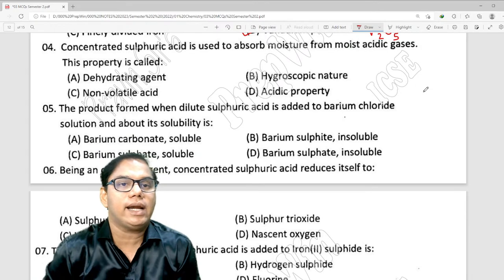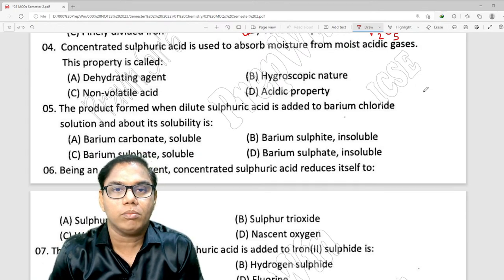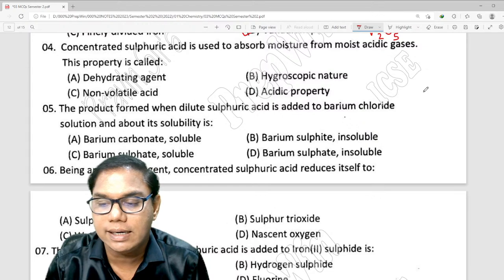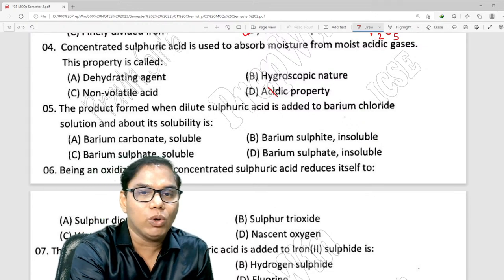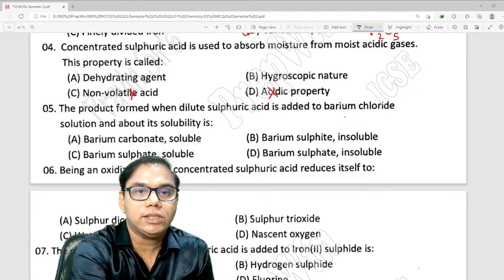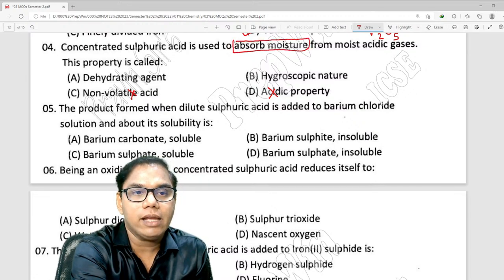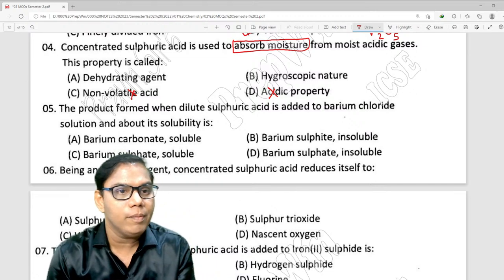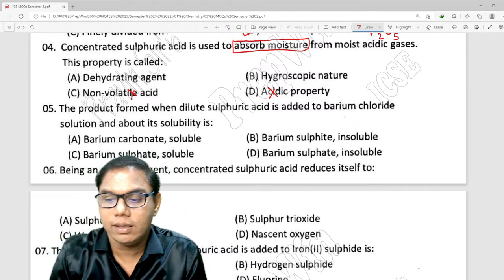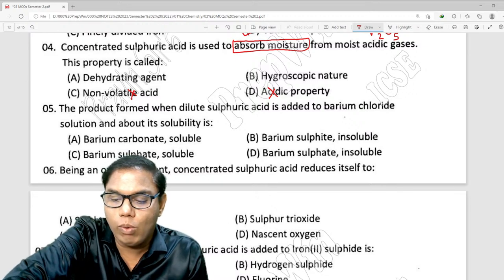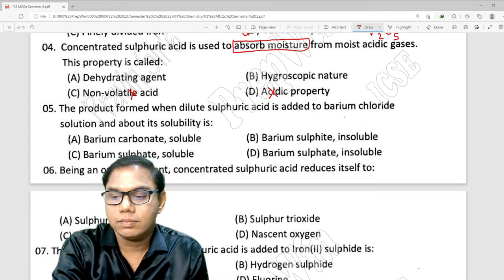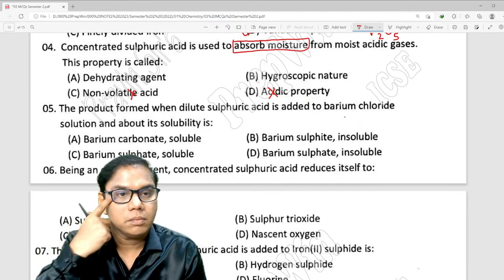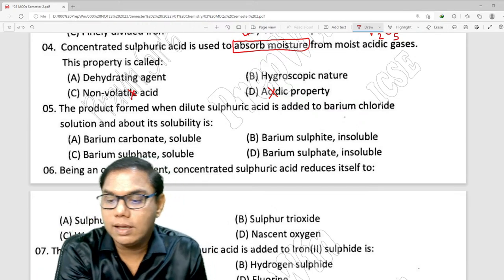Concentrated sulfuric acid is used to absorb moisture from moist acid gases. This is a property of what? Is it a drying agent or a dehydrating agent? Sulfuric acid shows both properties, dehydrating agent as well as drying. The drying agent option was not given, so what is the answer? Is it A or B? Fourth one, what is the answer?